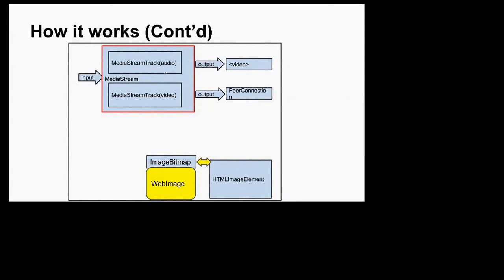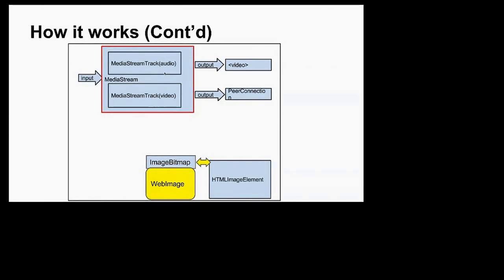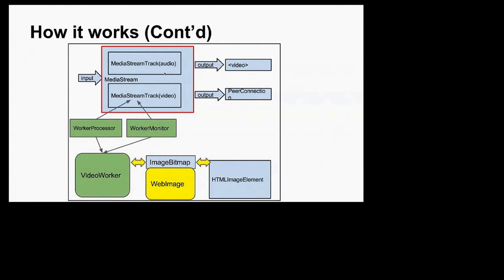It takes image bitmap as input and output arguments. So the image element can use the library. The next question will be, how does media stream track use web image? By adding some functions into media stream track, we can associate media stream track with web worker. Then the web worker can use web image as a library.